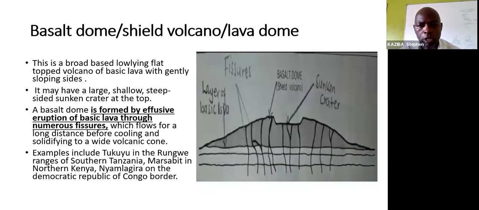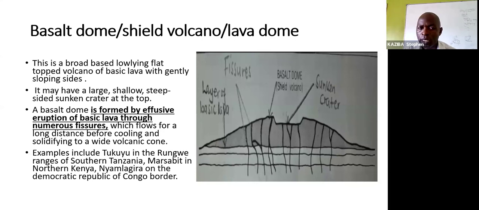Then we go to the next one, which is a basalt dome. It's also called a shield volcano. It's also called a lava dome, sorry. So describe: a broad-based, low-lying, flat-topped volcano of basic lava with gently sloping sides. Of course, you also have to mention that sometimes it has a shallow, steep-sided, sunken crater at the top.